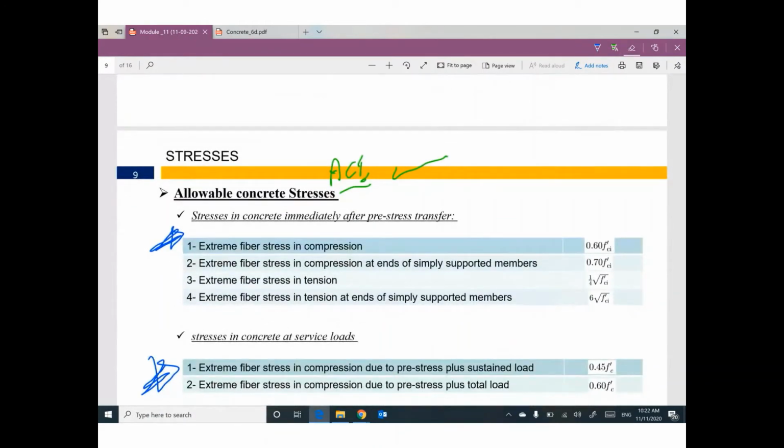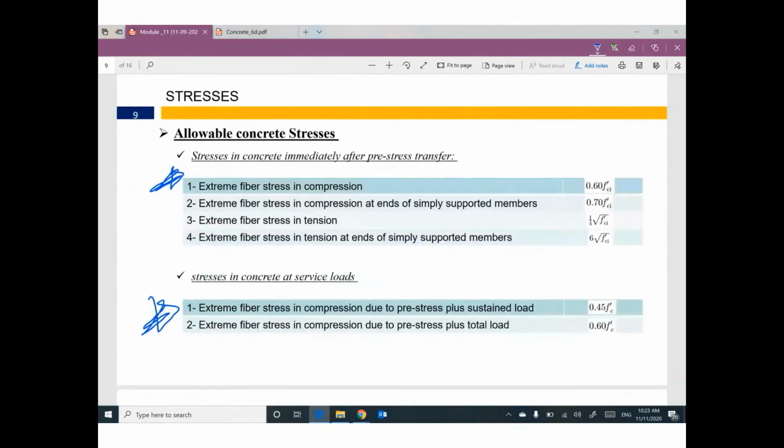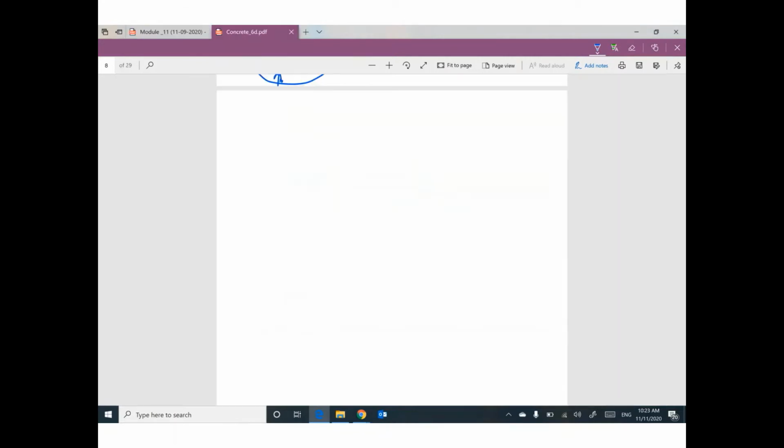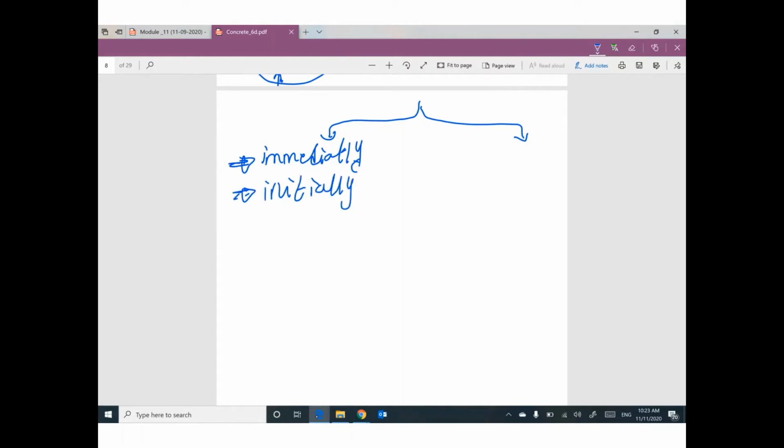We have two times when we need to check these stresses. The first time, immediately after releasing, and the second time, under the effect of surface load. Okay, we have two scenarios for the pre-stressing technique. The first scenario, immediately, or initially, or just after applying pre-stress.